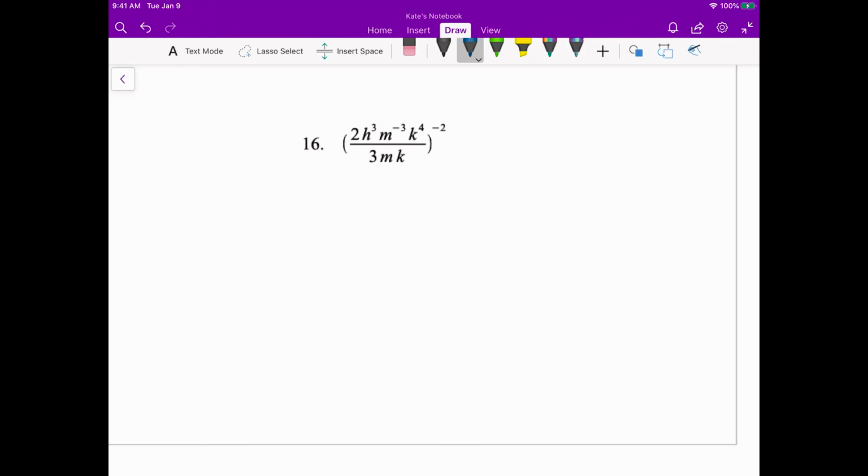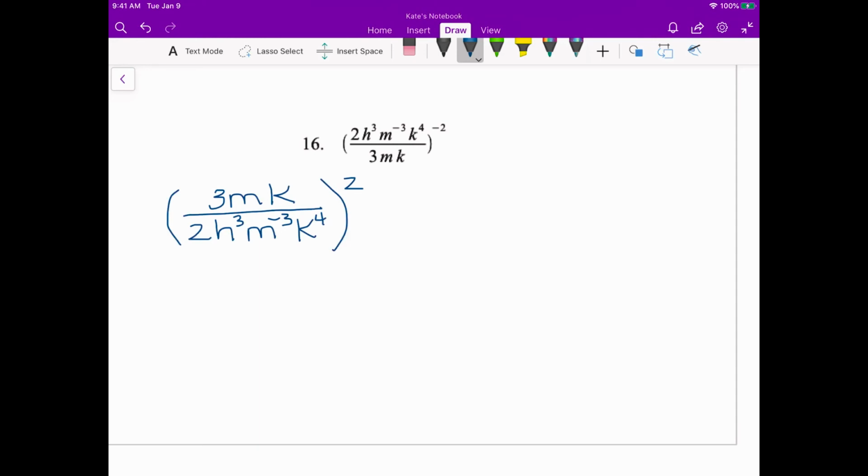Now you don't actually have to do this. You could apply that negative 2 to everything on the inside, but I find that we deal with less negative exponents in the long run if we just go ahead and take the reciprocal of the entire fraction to begin with. So if I take the reciprocal, that means I have 3mk on the top now. In the denominator, it would be 2h to the third, m to the negative third, k to the fourth, and then that whole thing is now raised to a positive 2 because I took the reciprocal, so the exponent changes sign. So now it went from a negative to a positive.